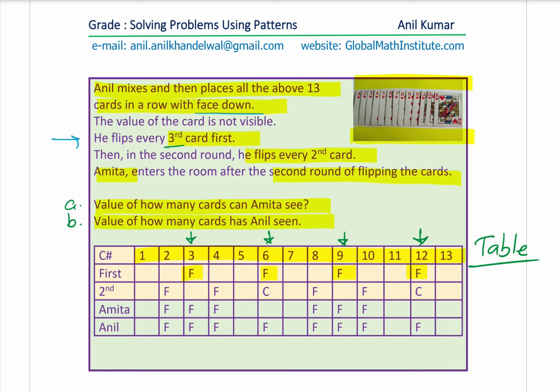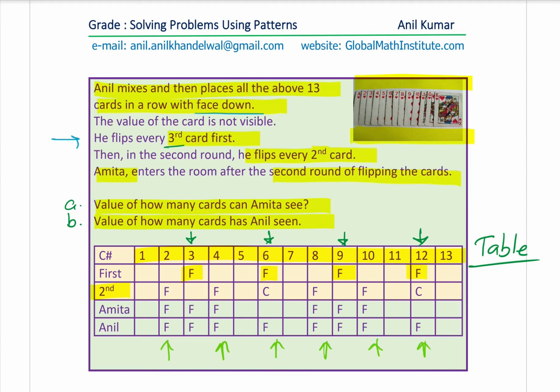Now the second round starts. In the second round, we are flipping every second card. So these are the cards which will be flipped, the even numbers this time. Okay. So if it was already flipped, in that case, you cannot see the face, right? That's the whole idea. So see what happens.